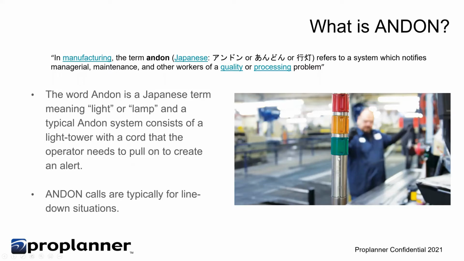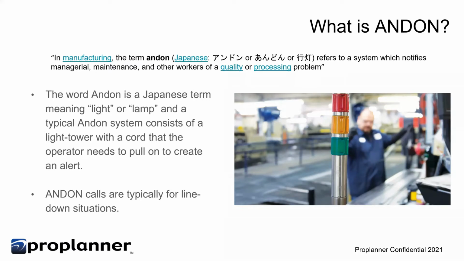Typically in the past, you have a light tower at every station. There's a cord or a switch that the operator can go pull on or turn on. Based on that, the lights come on, and that creates a visual for everyone on the line to see that there's a problem at that station. Some of these systems also have a sound, so that you know exactly where the source of the issue is. So it's a manual system. It requires the operator to interact using a switch or a combination like that, and create the alert.